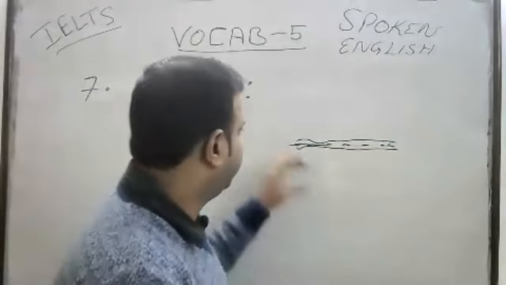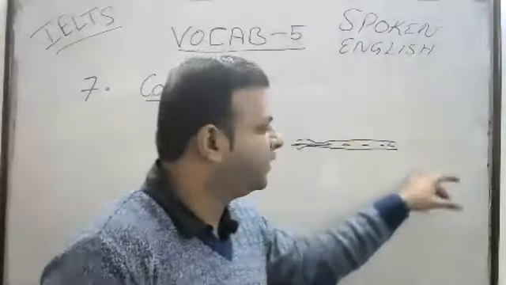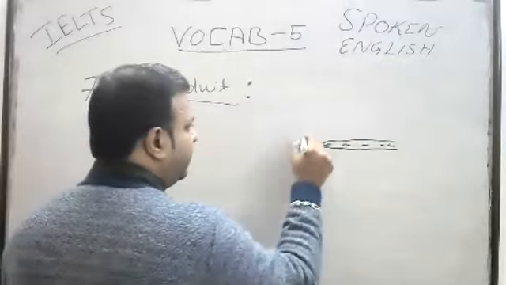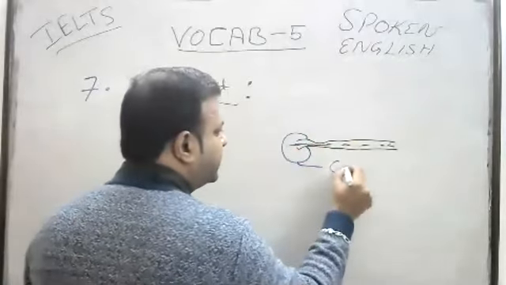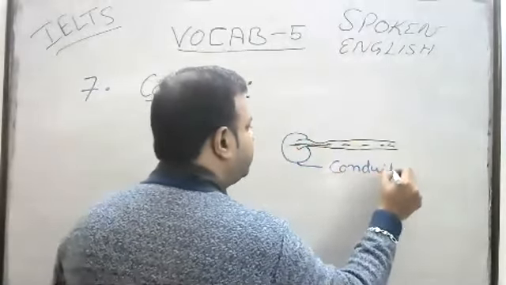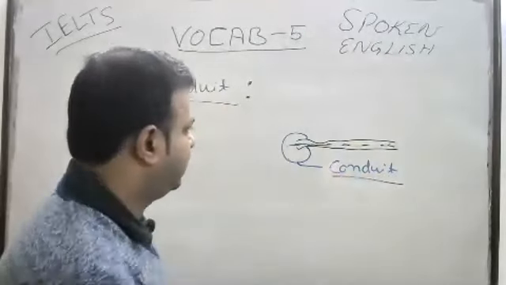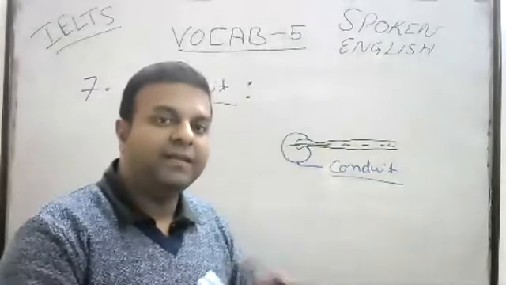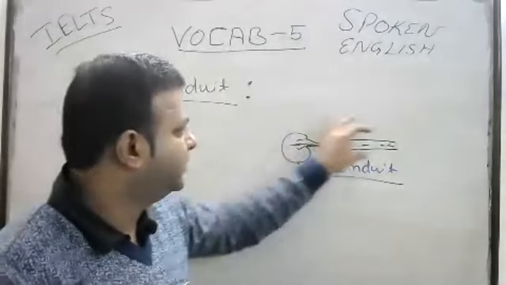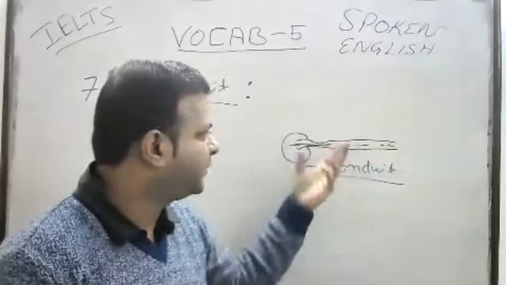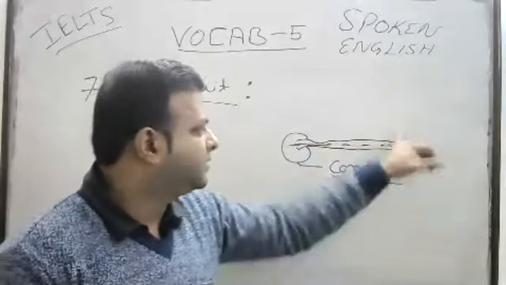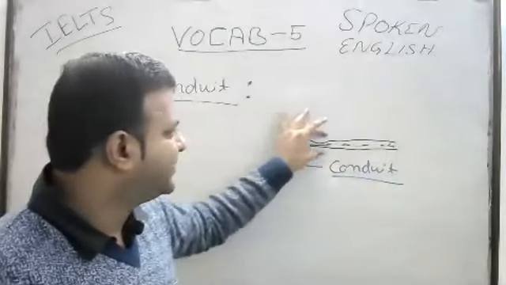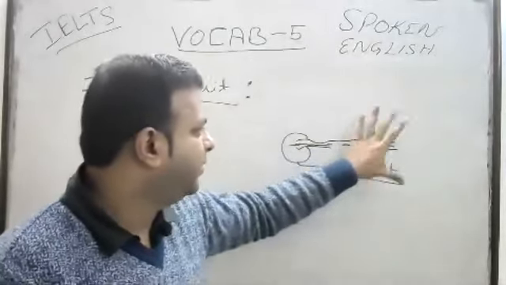For example, there is a small channel that goes to the reservoir. This particular thing is known as a conduit. So it is a very effective word, especially in Task 1. If you get anything related to water, and there is one channel shown, a pipe of some kind of pipeline which is connected to something, you can use the word conduit there to represent that particular channel, or pipeline or anything like that.